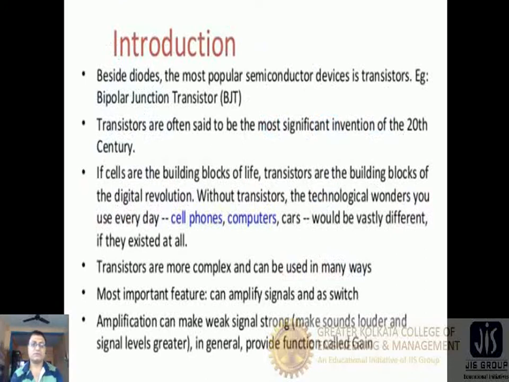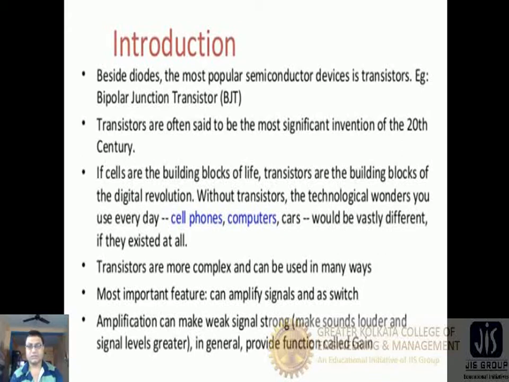So first we discuss BJT. Besides diodes, the most popular semiconductor device is the transistor. That means in our syllabus we discuss here the bipolar junction transistor, that means the BJT. Transistors are often said to be the most significant invention of the 20th century. If cells are the building blocks of life, transistors are the building blocks of the digital revolution.